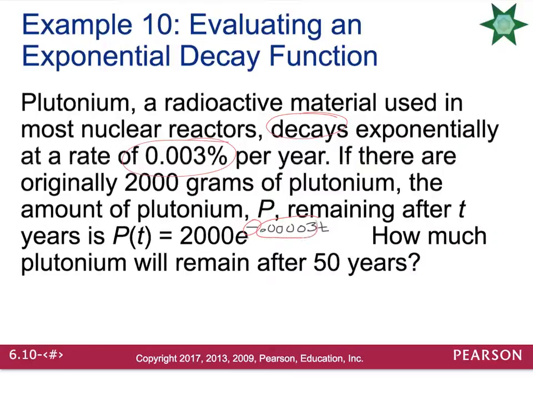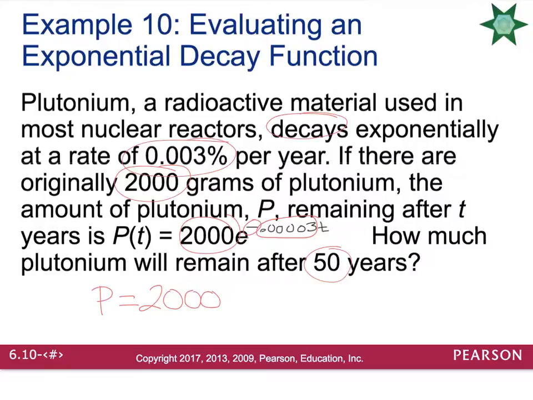Notice we took it out of percentage form by moving the decimal place 2 places to the left. Also, they told us how much we started with. Notice that that is the coefficient in front of the E. The question is, how much plutonium will be there after 50 years? You need to substitute the 50 in for the T.